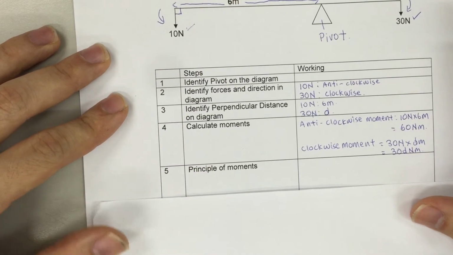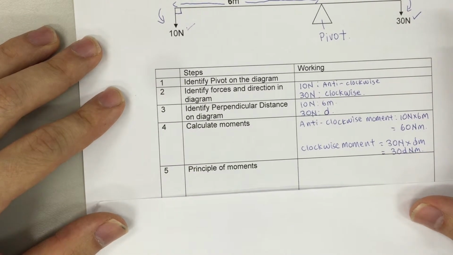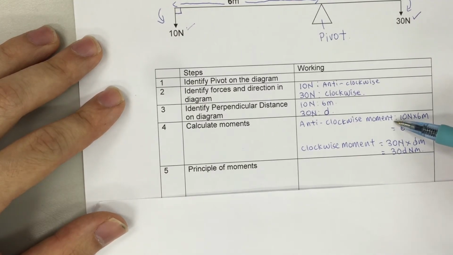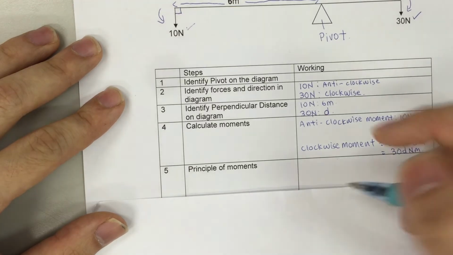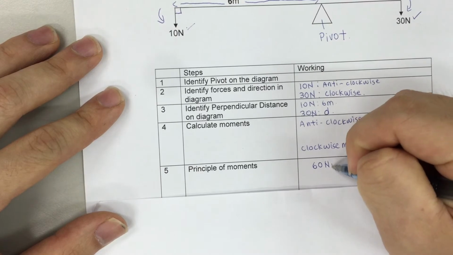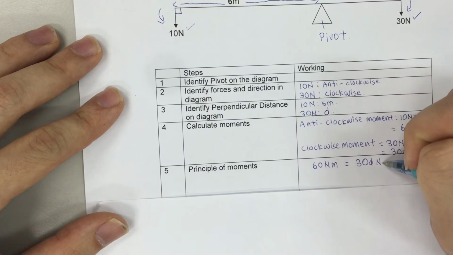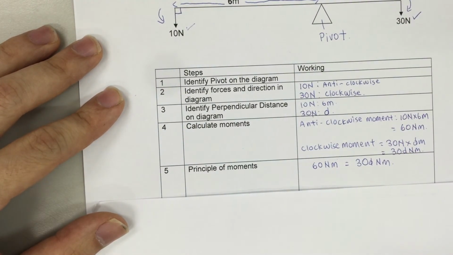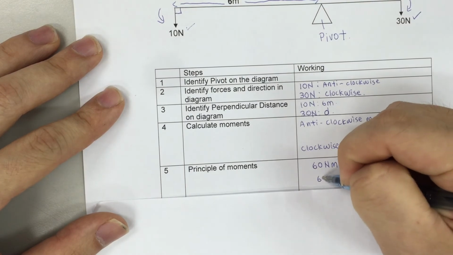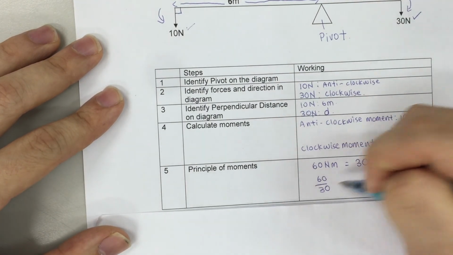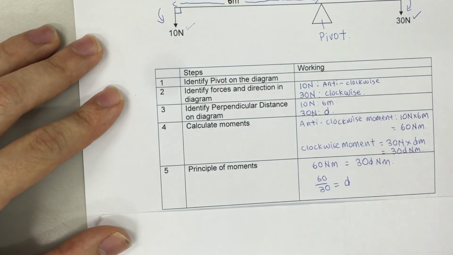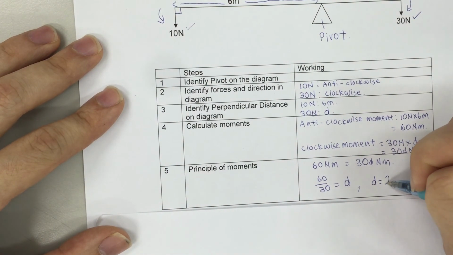Lastly, applying the principle of moments, we know that for an object to be balanced, the sum of clockwise moments must be equal to the sum of anti-clockwise moments. Hence, the anti-clockwise moments must be equal to the clockwise moments. Using this concept, we can equate them together. 60 Newton meter equals 30d Newton meter. In order to solve for d, you just take 60 over 30, which is your d, and hence your d will be 2 meters.